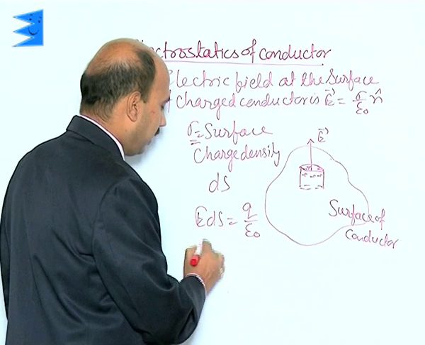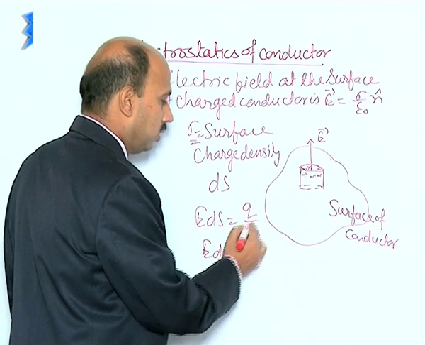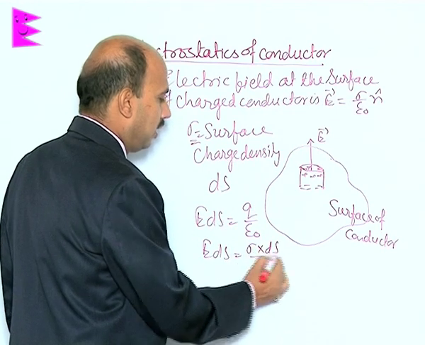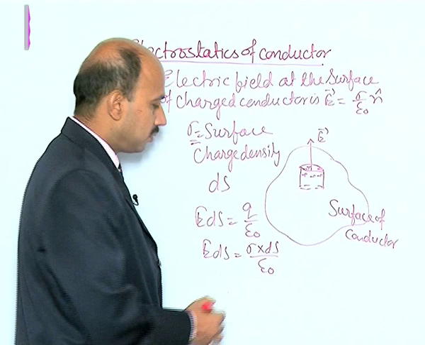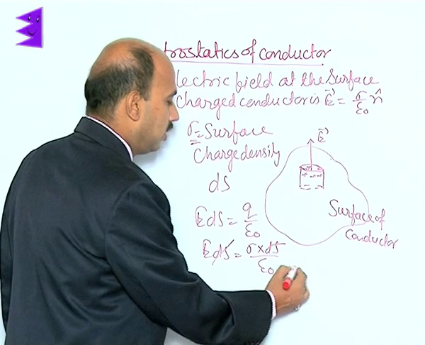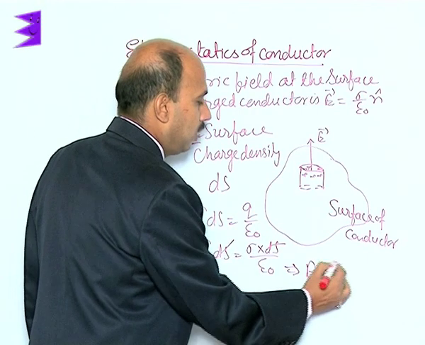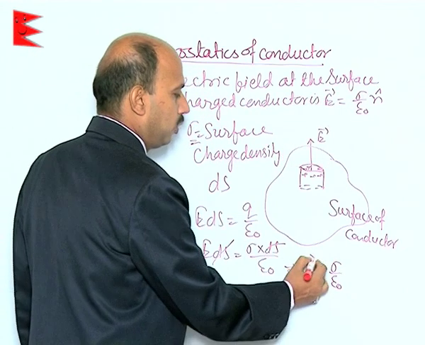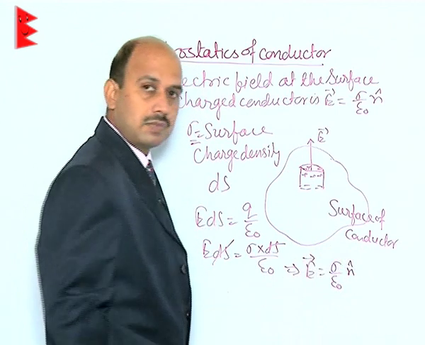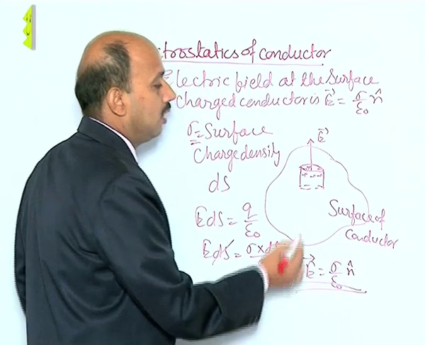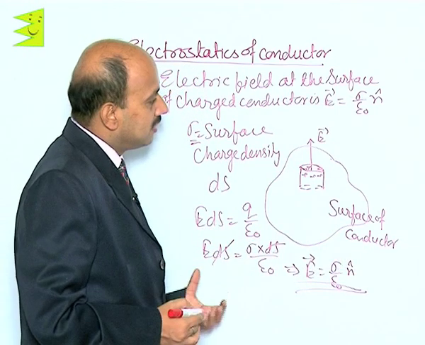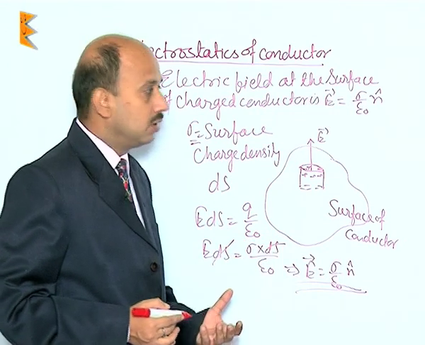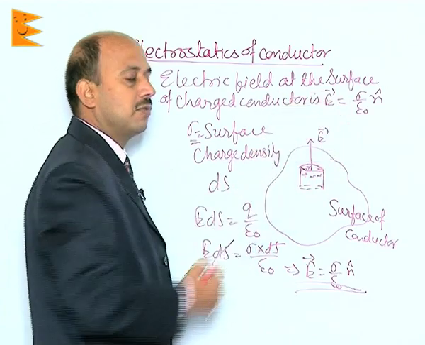So we can also write E ds is equal to sigma, in terms of the charge density, that is sigma into ds divided by epsilon naught. This and this will get cancelled. So we will get E is equal to sigma upon epsilon naught. This electric field is outside. So we can put the vector here and n cap. N cap shows the direction outward. So the electric field just outside the surface of the conductor is equal to sigma upon epsilon naught.